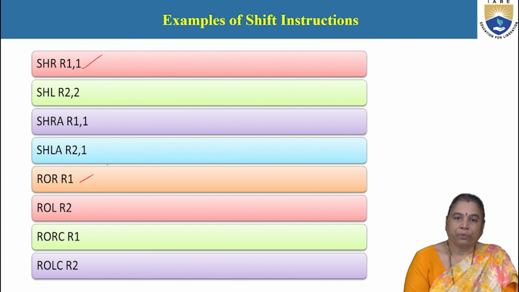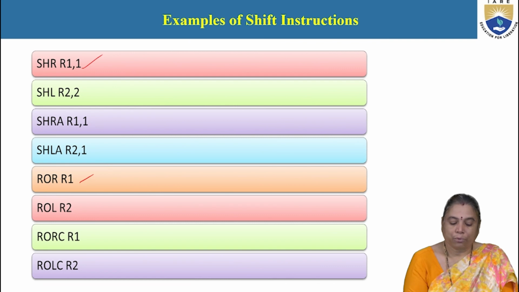ROR means rotate right R1. ROL means rotate left R2. With carry, RORC means rotate right with carry of the register R1 value. ROLC is the rotate left with carry of R2. So in this way, the shift instructions can be applied.